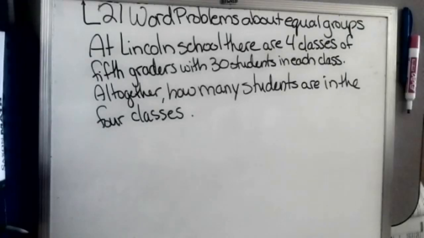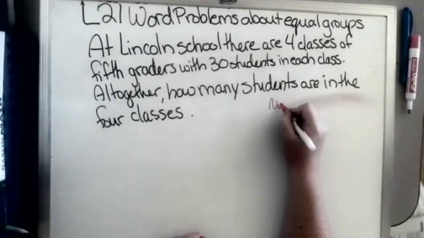This is Saxon 5, Lesson 21, Word Problems about Equal Groups. So when you're looking at word problems about equal groups, what you're looking at is multiplication word problems. Now, sometimes these multiplication problems have missing numbers, but there's an easy way to figure that out.